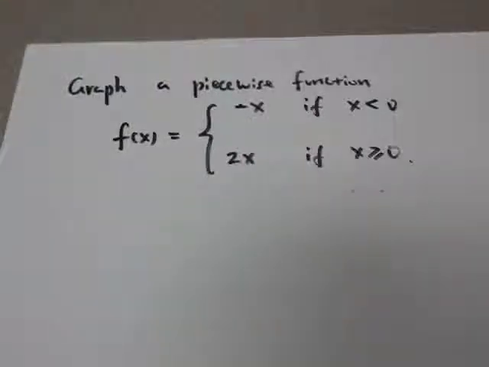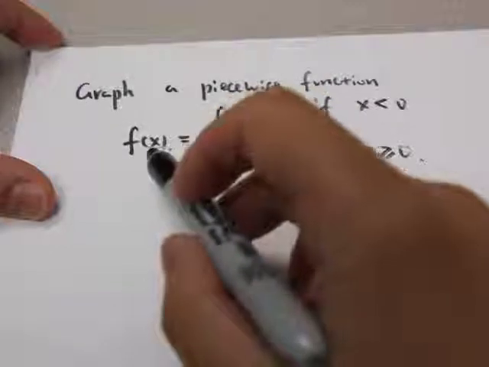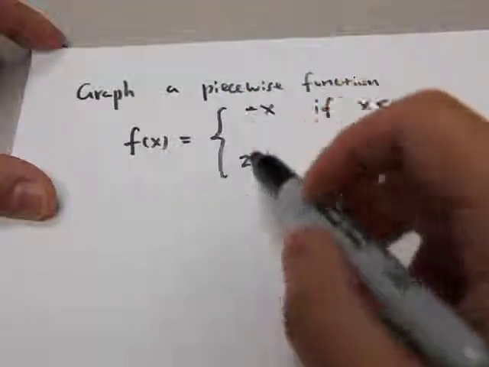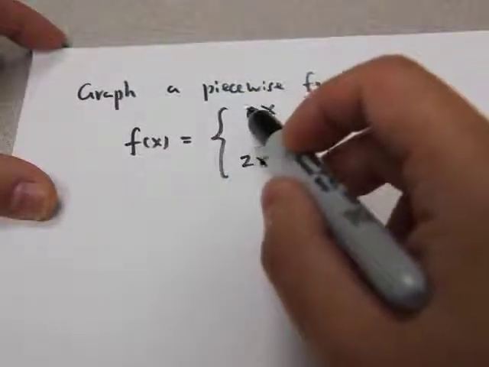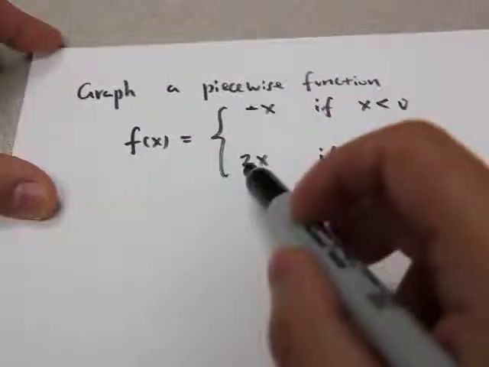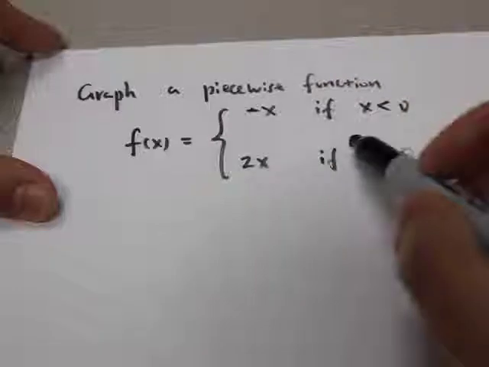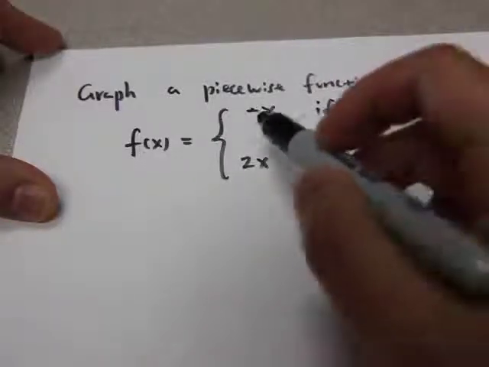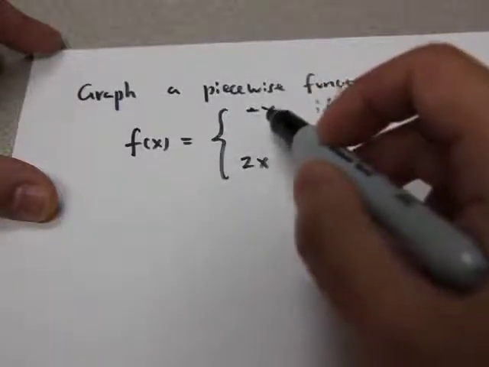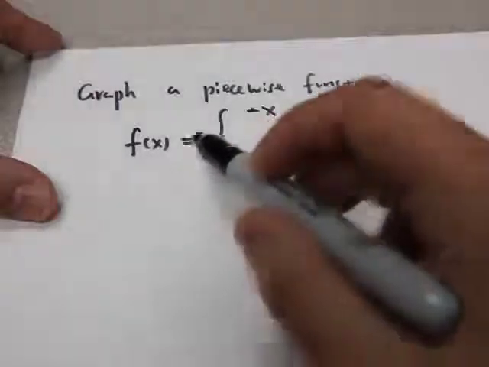Okay, in this video, I will show you how to graph a piecewise function. Now here, the function is defined by two equations. One is y equals negative x, another one is y equals 2x, and for each equation we're given the condition when we use this equation to define the function.